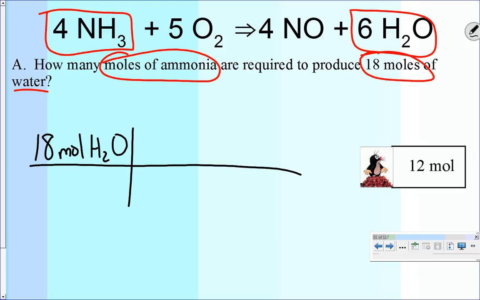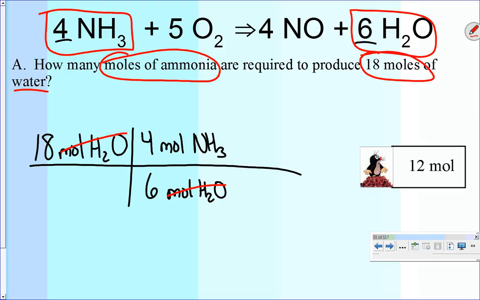I want to be able to get rid of my moles of water here. So I have to put moles of water on the bottom. So I go up to my reaction, and I have a 6 in front of water. So 6 moles of water will go right there. I have a 4 in front of NH3. So what this allowed me to do is cancel out my moles of water. I'm now in moles of ammonia, which is what I wanted. So you're doing 18 times 4 divided by 6, and that should give you 12.